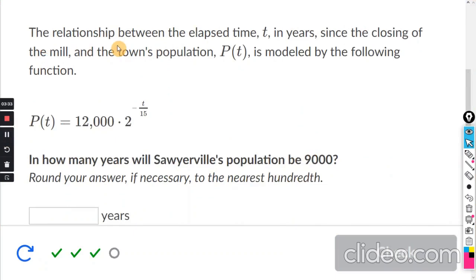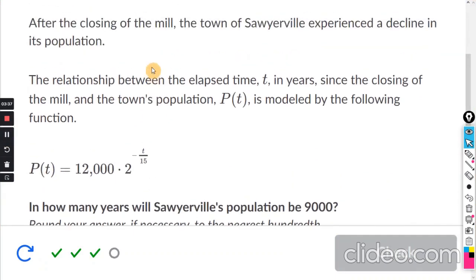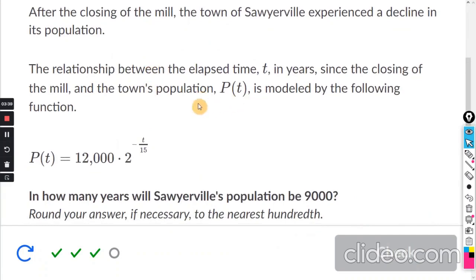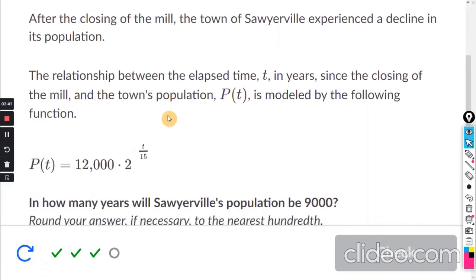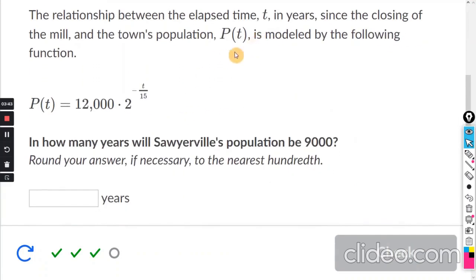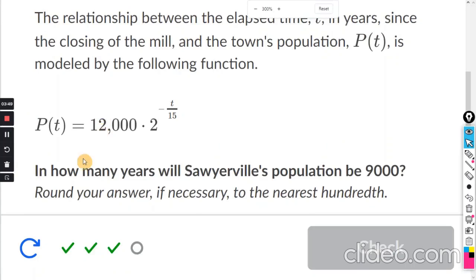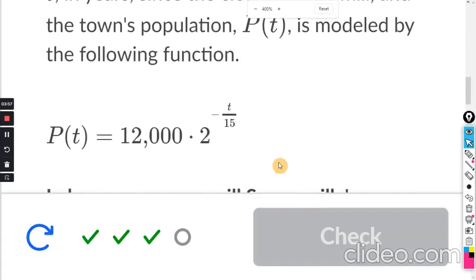Number 2, the relationship between the elapsed time t in years since the closing of the mill and the town's population, P of t, is modeled by the following function. All right, so P is the population and t is time in years. In how many years will Sawyerville's population be 9,000, rounded to the nearest hundredth? All right, let's take a look.